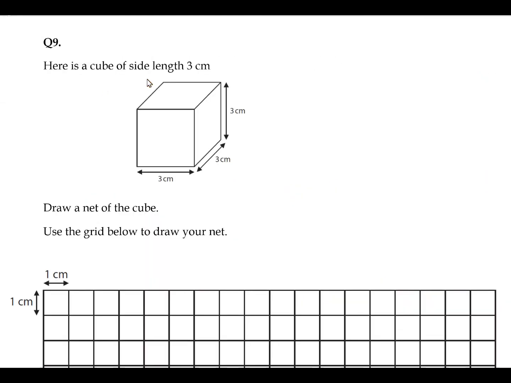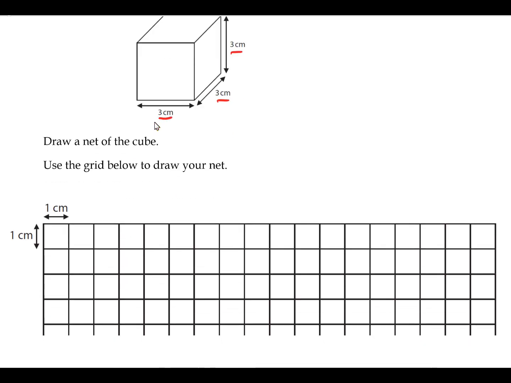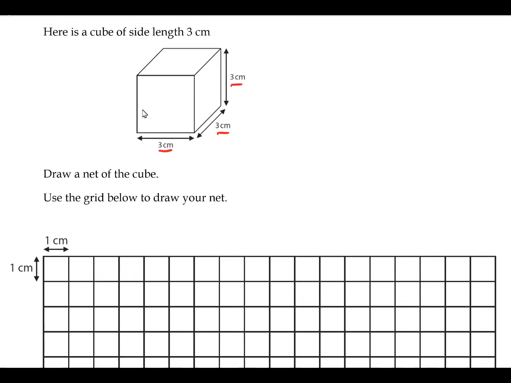Here is a cube of side length 3 centimetres. So each of the 3 dimensions are 3 centimetres. Draw a net of the cube and use the grid below to draw your net. So the way to draw a net is unfold it down the centre, starting with the face that's facing you, then the top, then repeat for the back and the bottom, and finally draw on the sides.